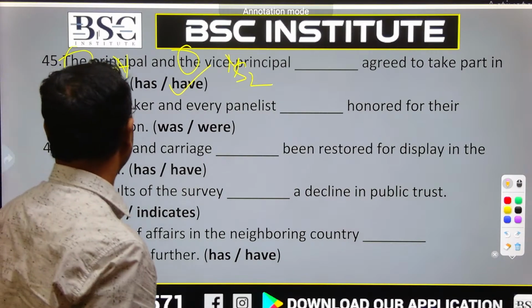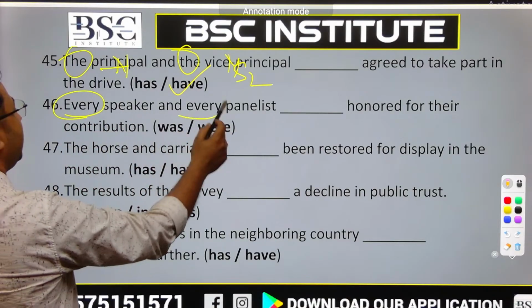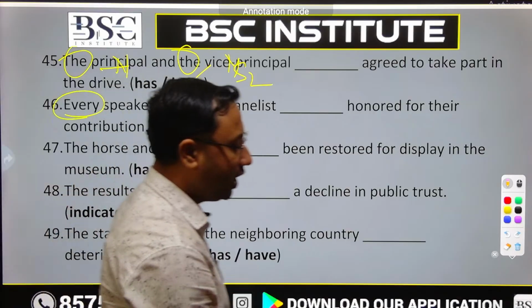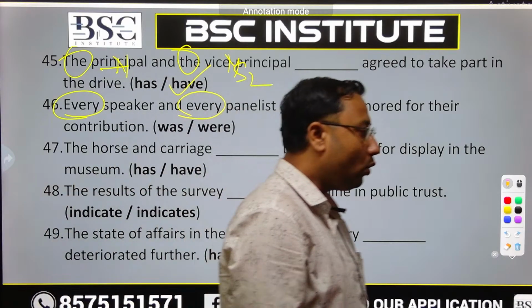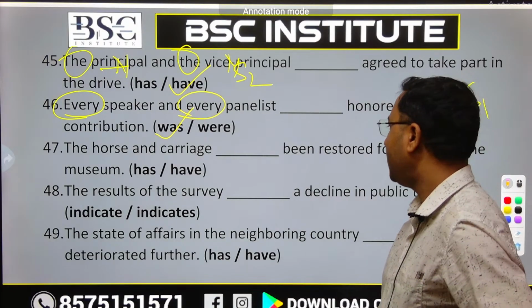So every speaker, every panelist. I know that if a sentence starts with each, every, everyone, everybody, no one, nobody, someone, somebody, anyone, anybody, they are all considered S1, and S1 follows V1, that is "was". Next, the horse and carriage has been restored.